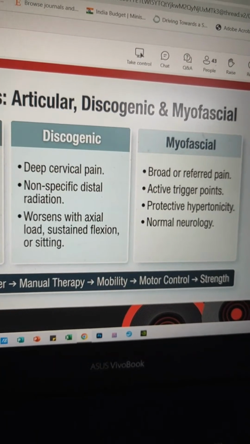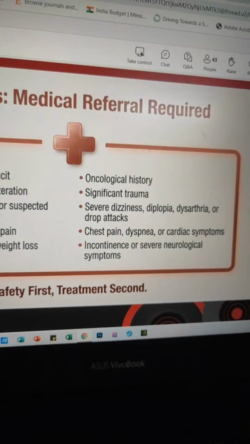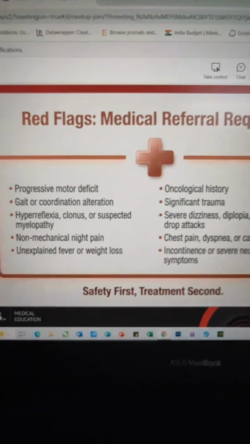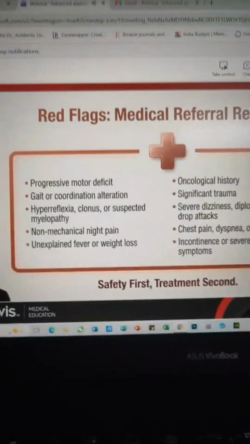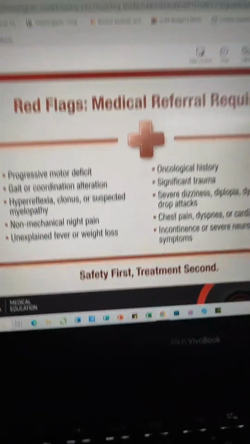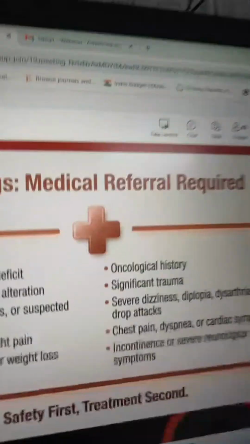Now let's talk about warning signs within our field and when we will need to refer to a doctor, since before starting any treatment, we must confirm that the condition is suitable for a conservative physiotherapeutic approach as such.